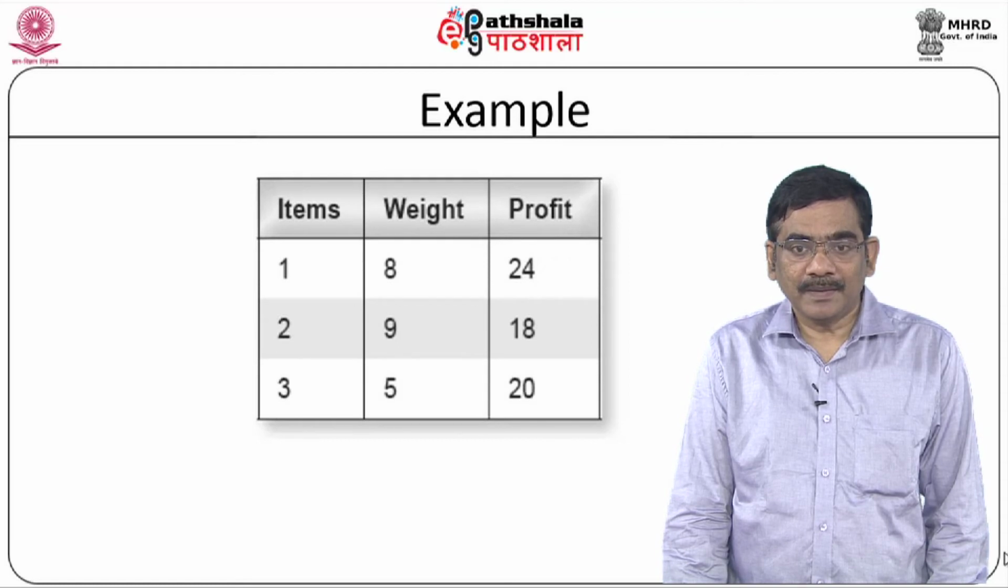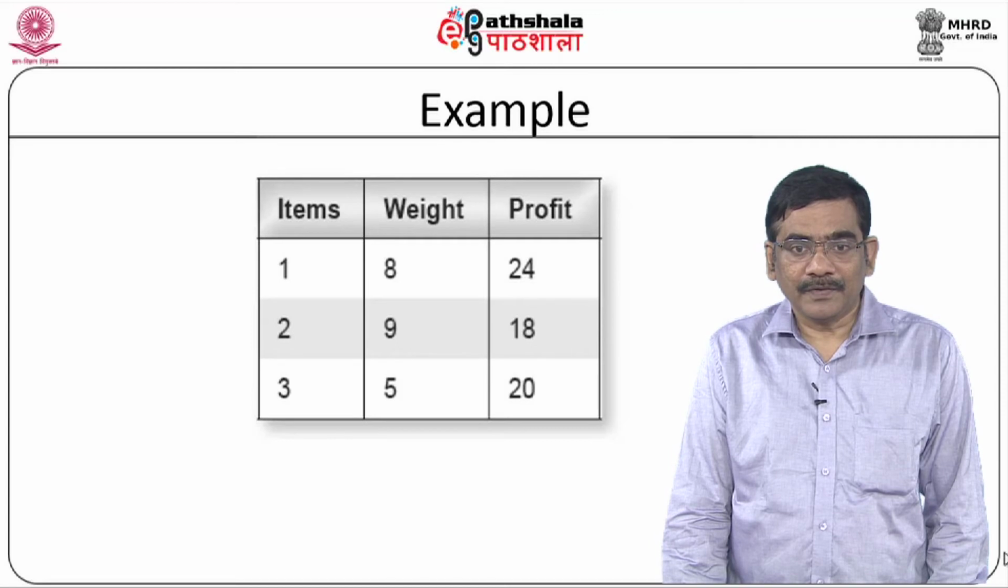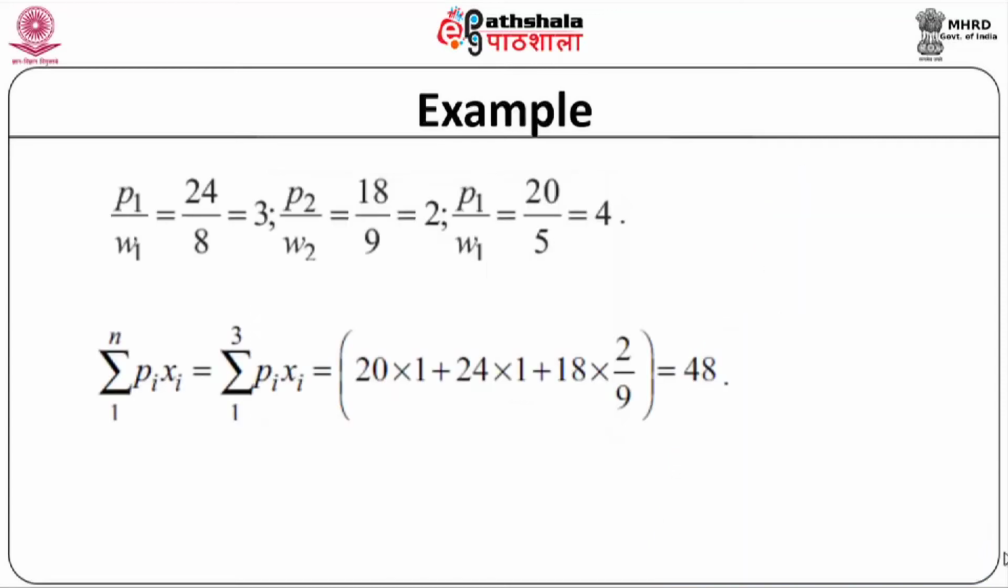So, you have the weight and profit ratio. As we discussed earlier, the best criterion is profit to weight. So, I will compute this. You can see that it is coming as 3, 2 and 4. For P3 by W3 it is going to be 4. So, I am going to fill that, then fill with the next one, and fill the remaining with the next item. So, the profit is coming as 48. This is the answer for this particular problem.